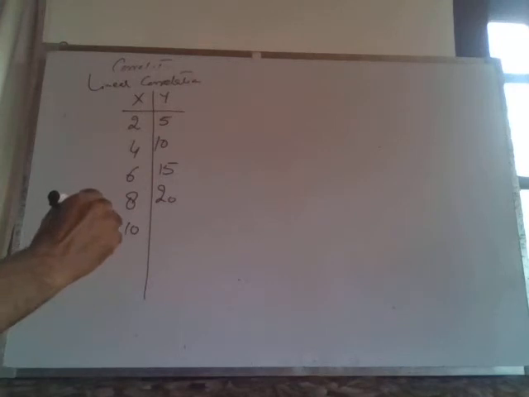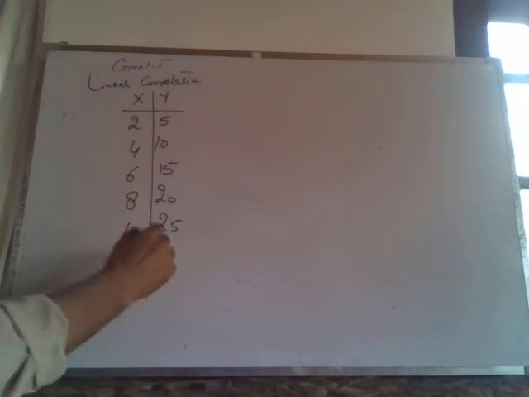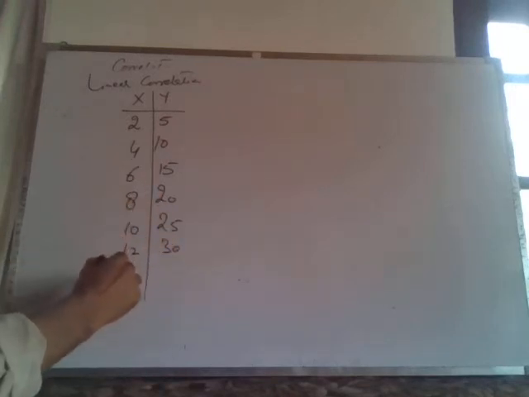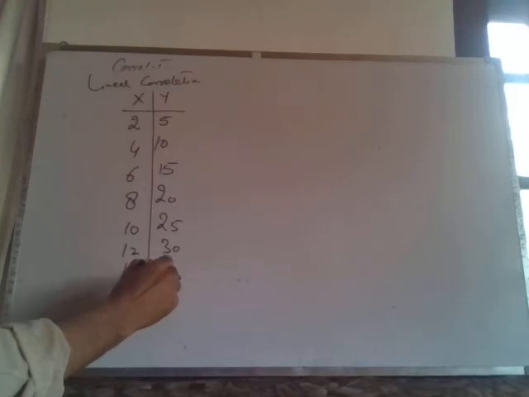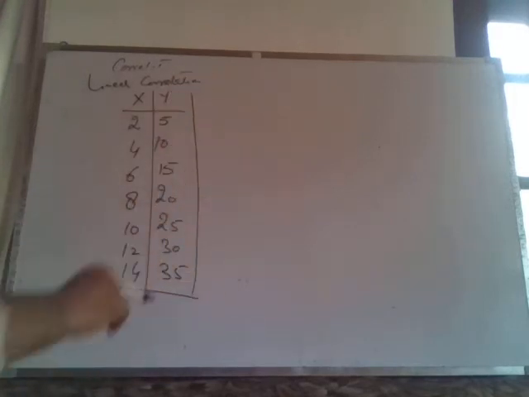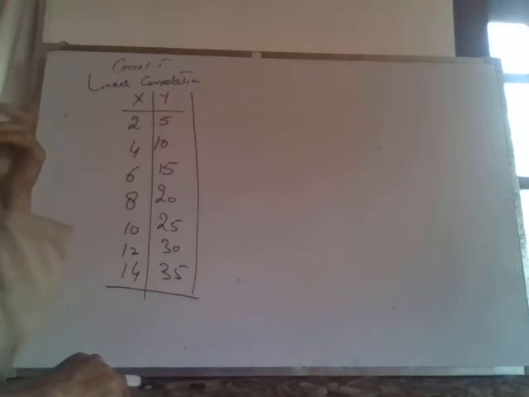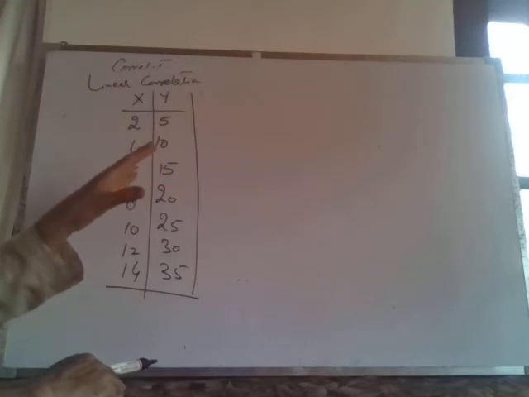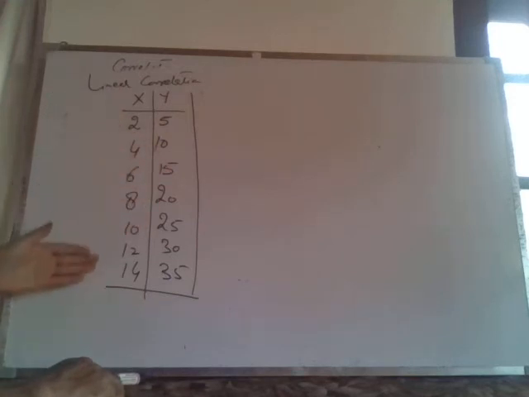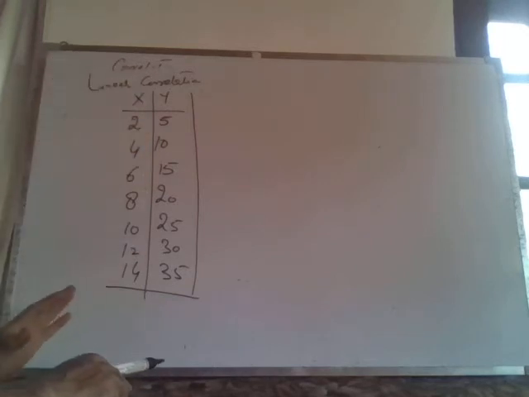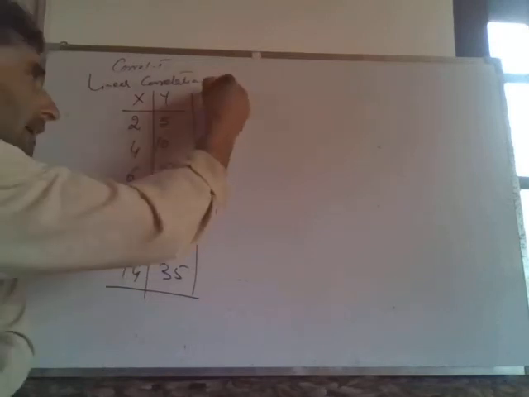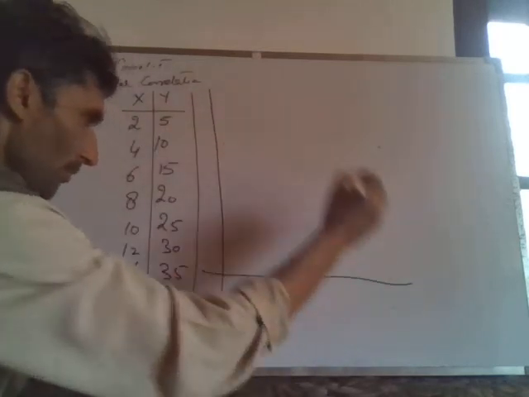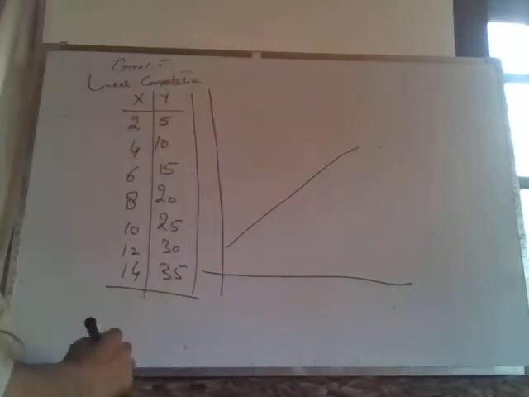8, this is, for example, 10, this is 25, this is 12, and this is 30, this is 14, and this is 35. So this is the example of linear correlation. Here we increased X and we increased Y. Here this relation can be in such a way that if this decreases, this can increase. Sometimes this can increase, and the graph paper can be like this, straight line.